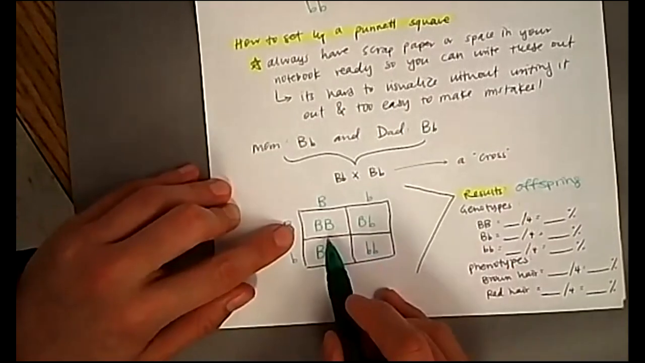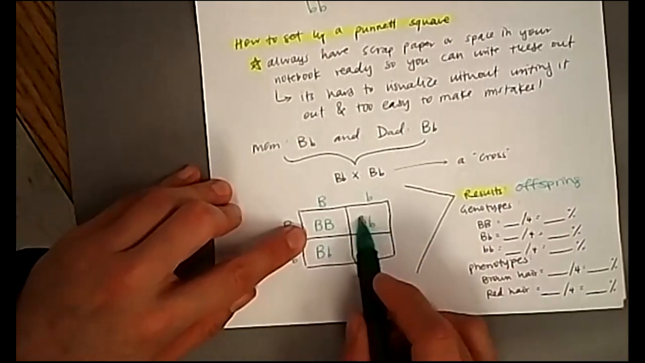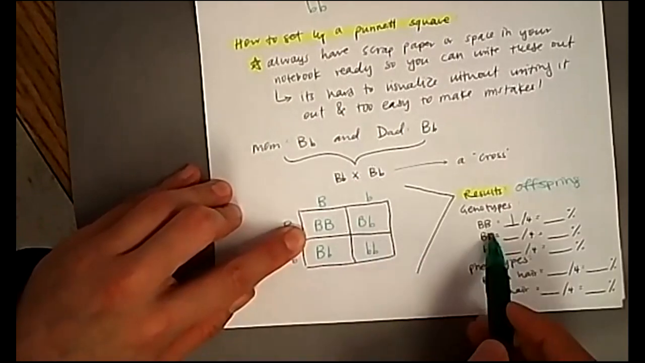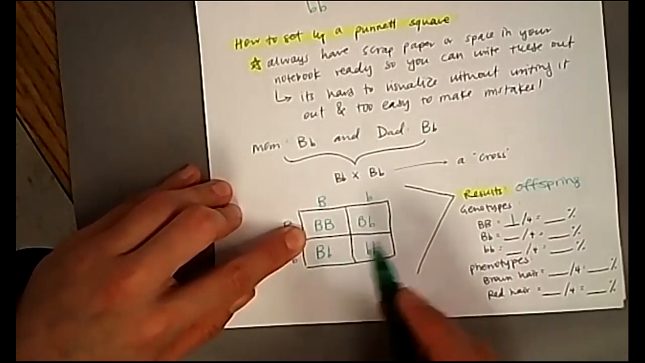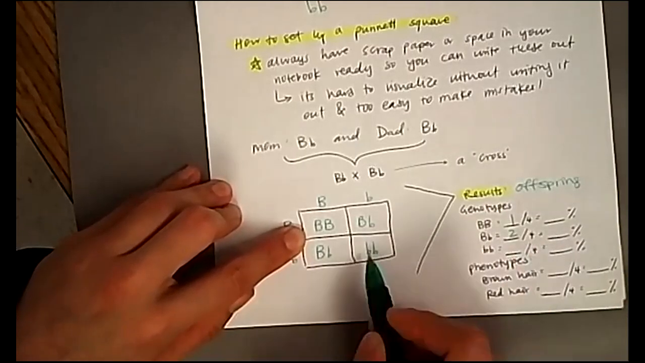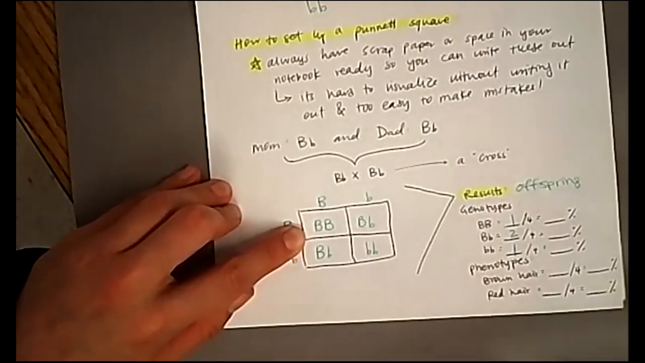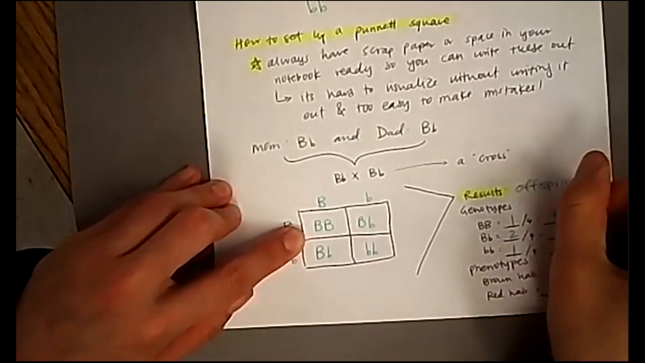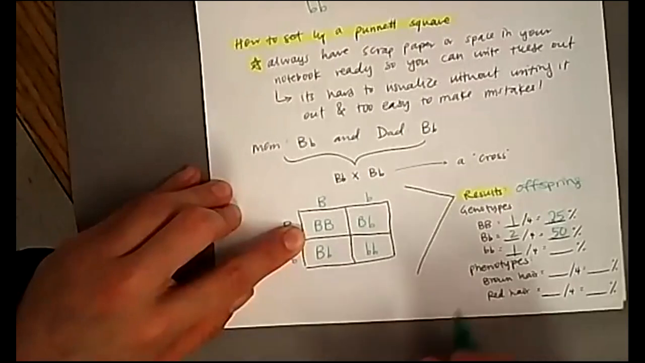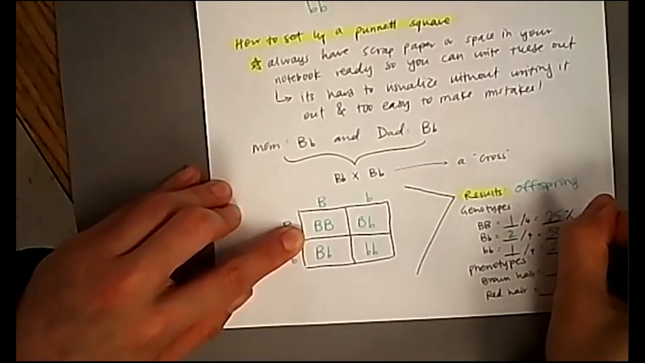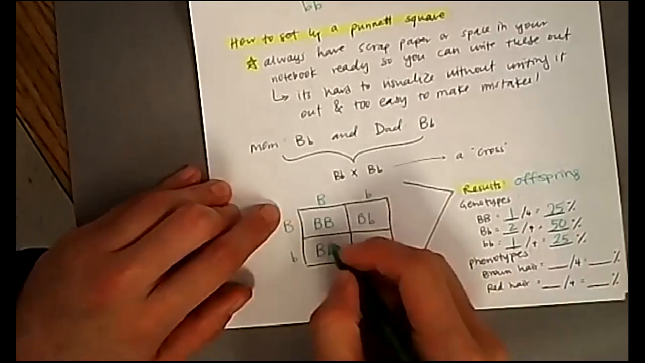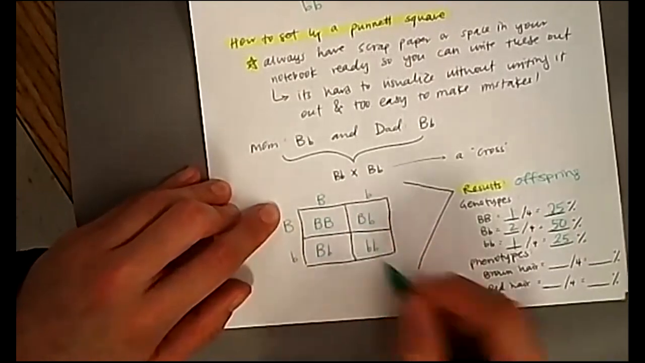And so the genotypes, how many did we have of big B, big B out of the 4? We only had 1. How many did we have of big B, little b? We had 1, 2, 2. How many did we have of little b, little b? Well, we had 1 out of the 4. 1 divided by 4 is 25%. 2 divided by 4 is 50%. And 1 divided by 4 again is 25%. These should add up to 100%, right? Because this is the total 100% of the possibilities.